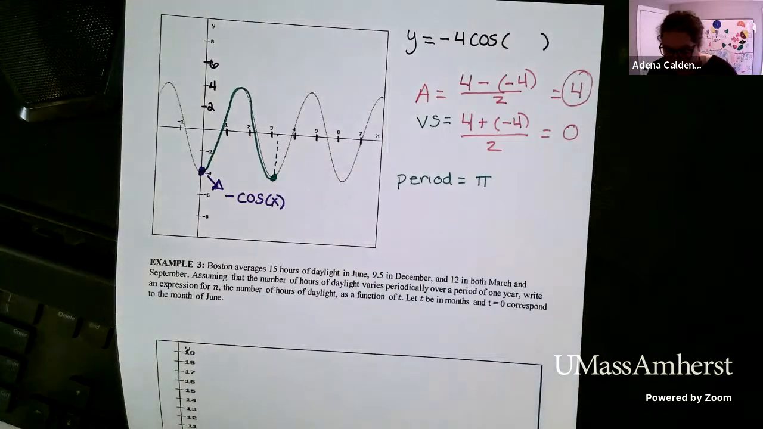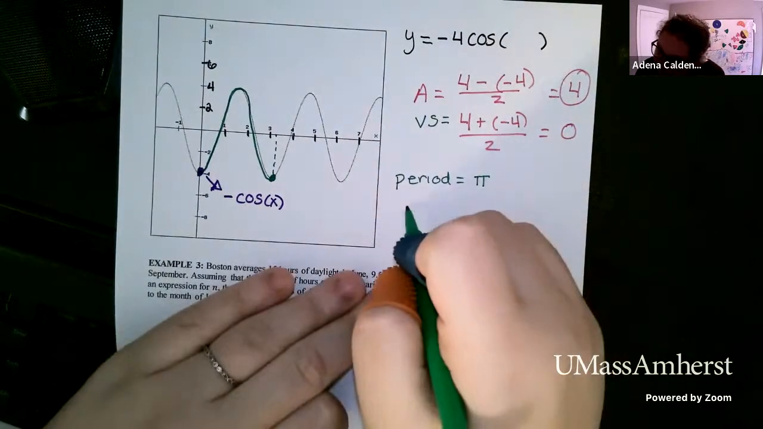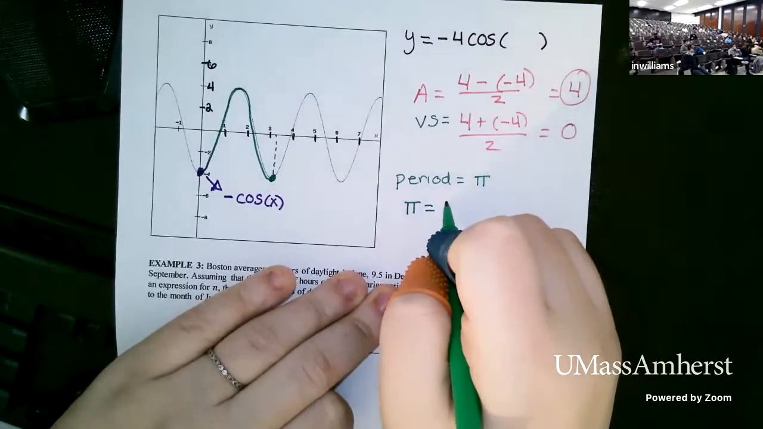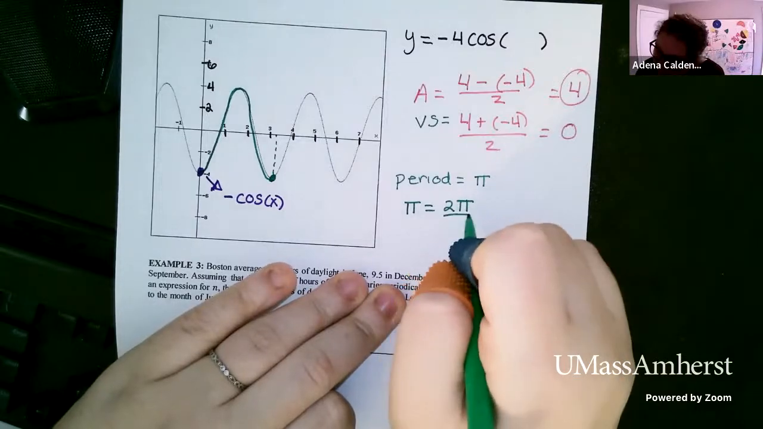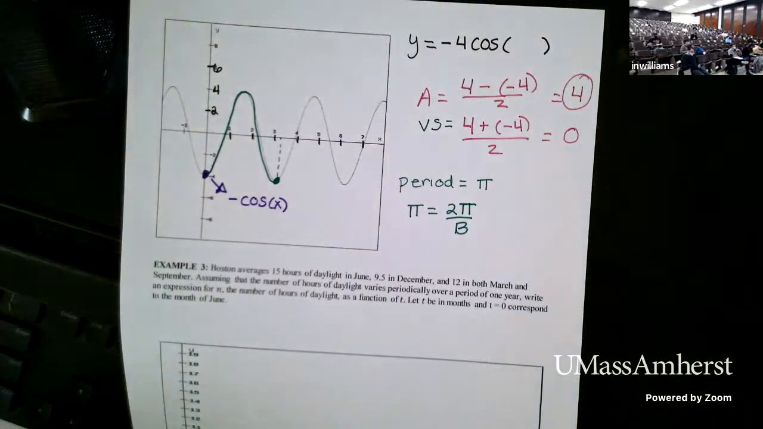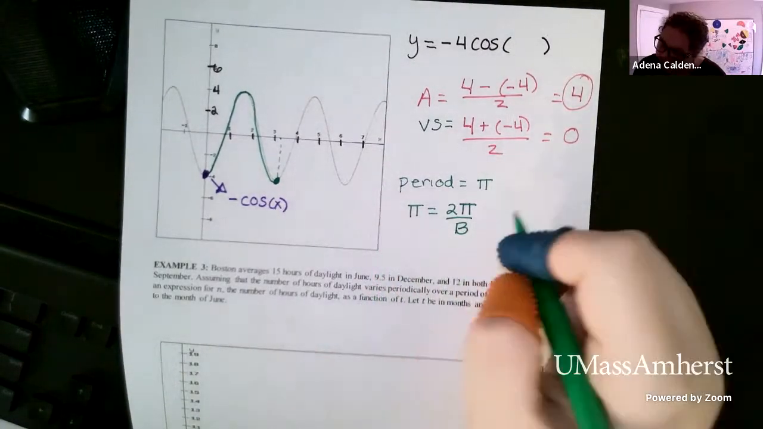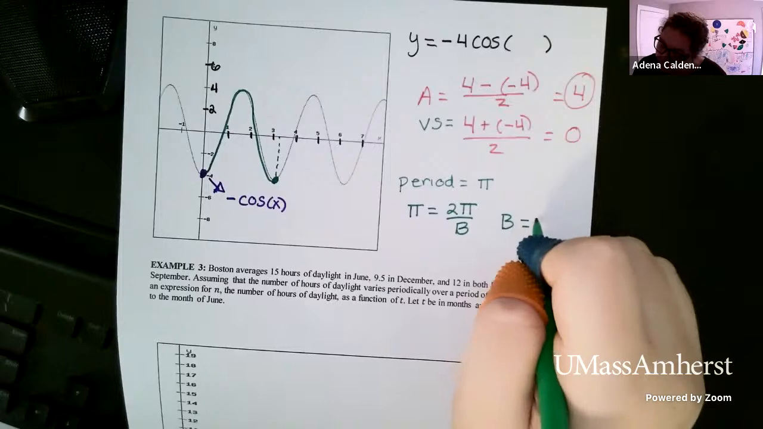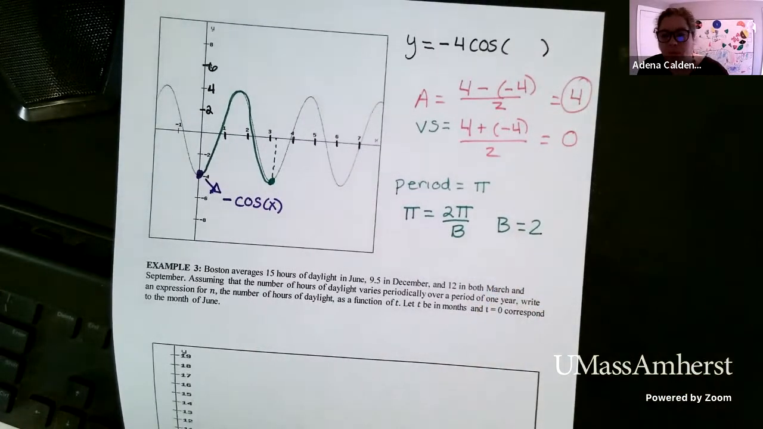So what I need to do is take pi and set it equal to the period formula, which is 2 pi over b. Okay, I'm trying to solve for b, so I bring the b up and the pi down, and I get b equals 2.